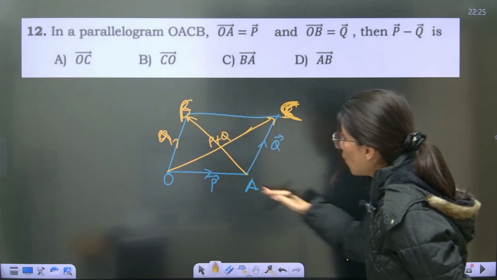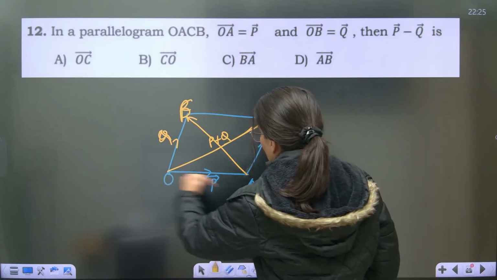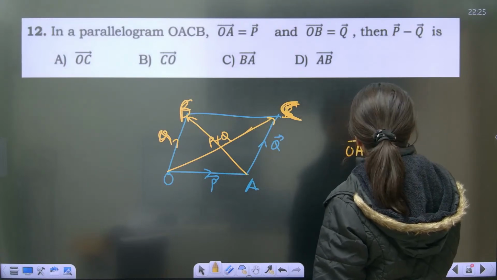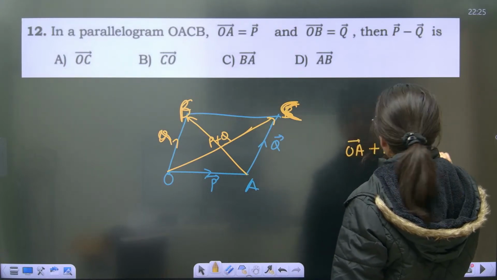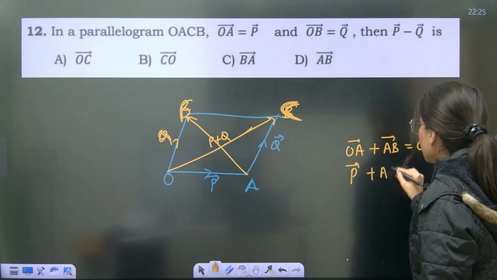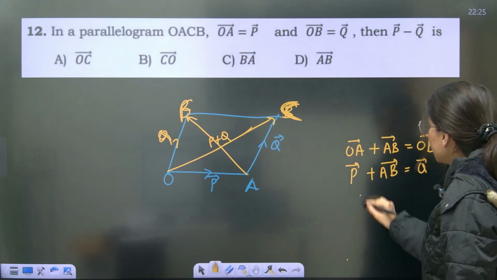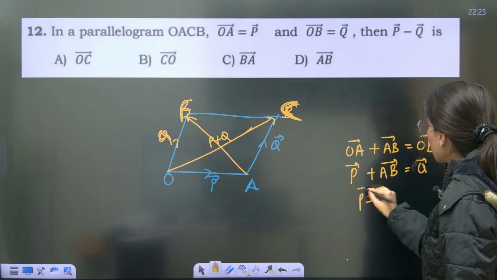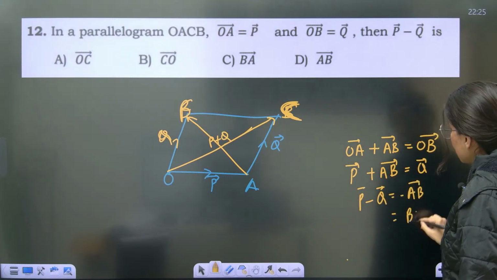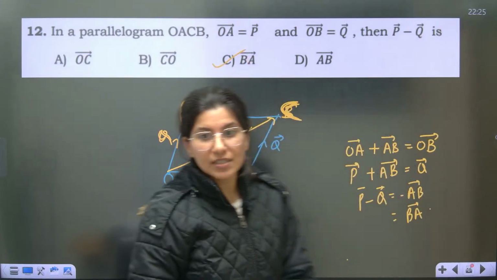Okay. So OA, now triangle law. How do you apply triangle law? Understand. OA vector plus AB vector is equal to OB vector. OA vector as per the question is P, plus AB vector you don't know, and OB vector is Q vector. So clearly P minus Q, if they are talking about, that is going to become minus AB vector, and minus AB vector is BA vector. P minus Q is BA vector, option C, guys, option C.